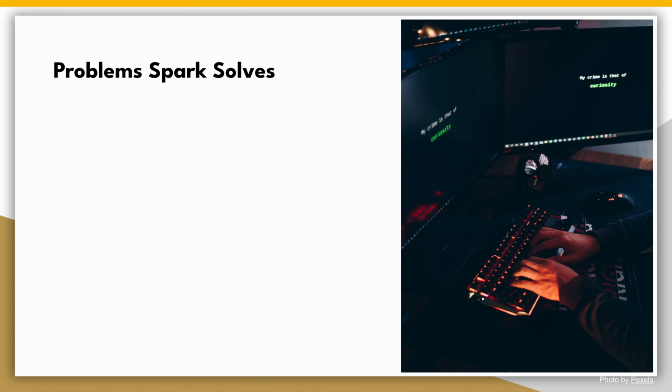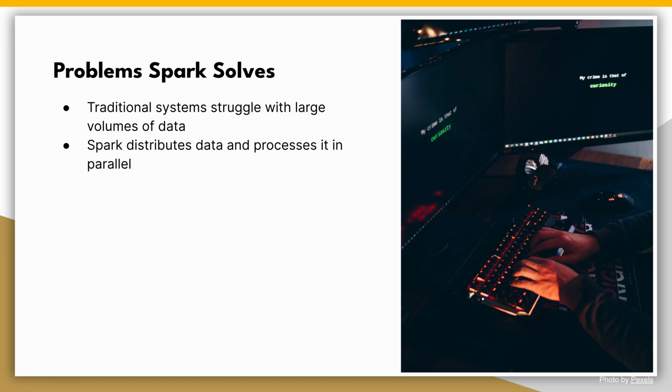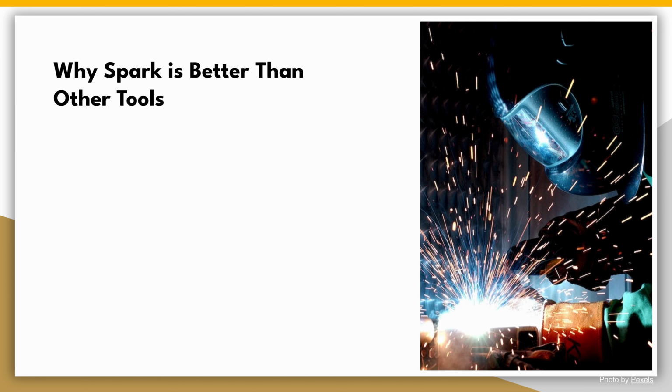Now, let's talk about the problem Spark solves. Traditional data processing systems often struggle to handle large volumes of data and perform computations in a timely manner. Spark overcomes these limitations by distributing the data across a cluster of machines and processing it in parallel. This distributed computing model allows Spark to process data much faster than traditional systems, making it ideal for big data analytics and real-time processing. So why do we need Spark when there are other alternative tools available?